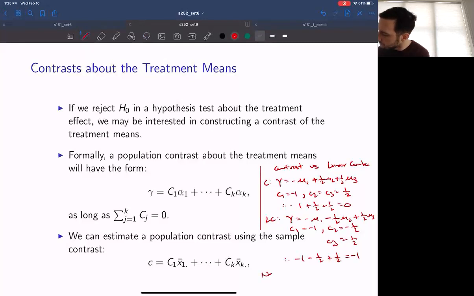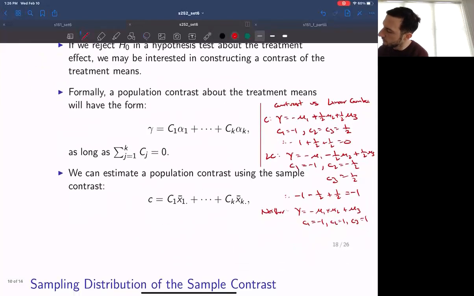And then the situation where you would have neither would be something like gamma equals negative mu1 times mu2 plus mu3. Okay. So in this situation, you'd have C1 equals -1, C2 equals 1, C3 equals 1, right? So therefore, -1 plus 1 plus 1 equals 1. Okay, so this is not a contrast because it's not a linear combination, and it's not a linear combination because you're multiplying the means together.